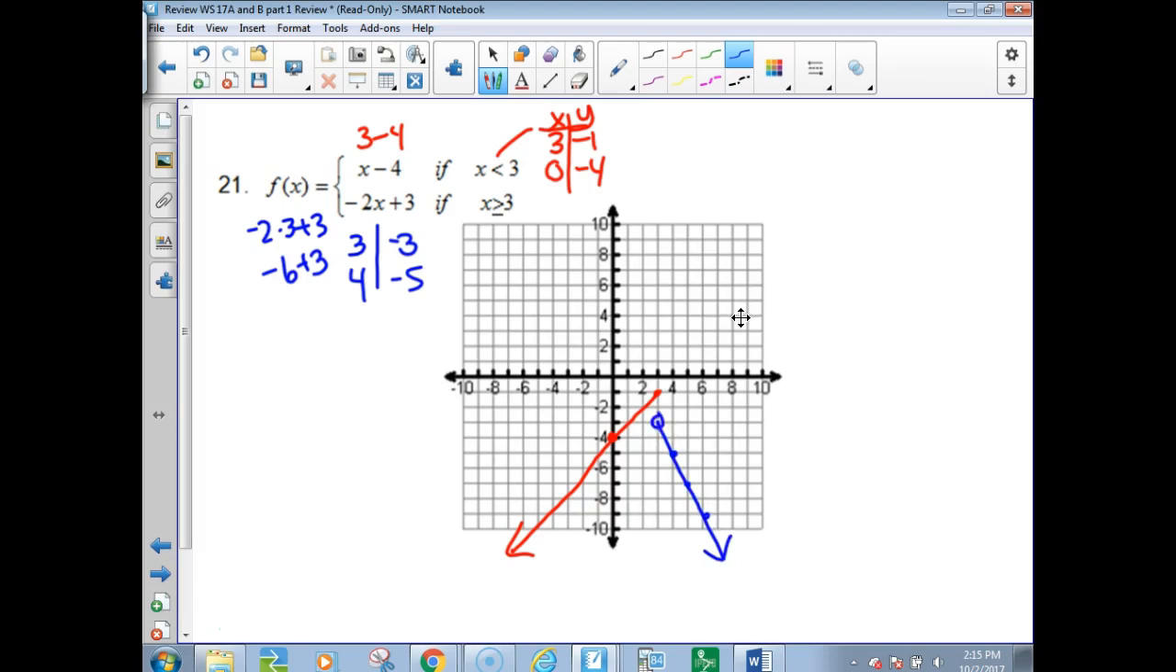Did I put it on the wrong one? Oh, here's the bar. So that should be on this one. I forgot to put the open hole in the first one. Did you guys have an open hole here?